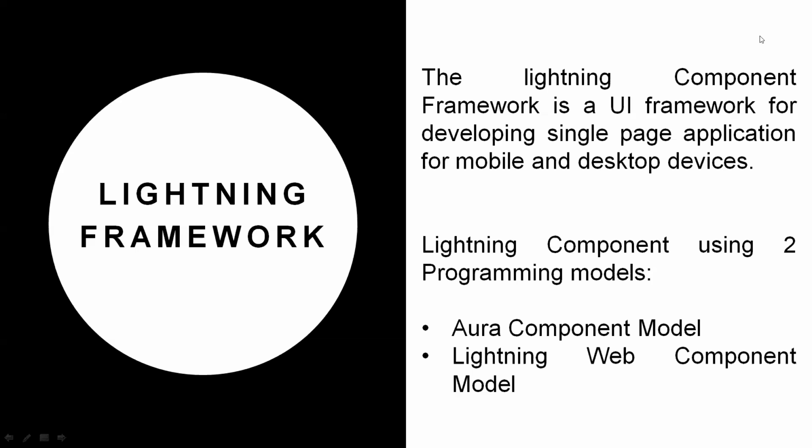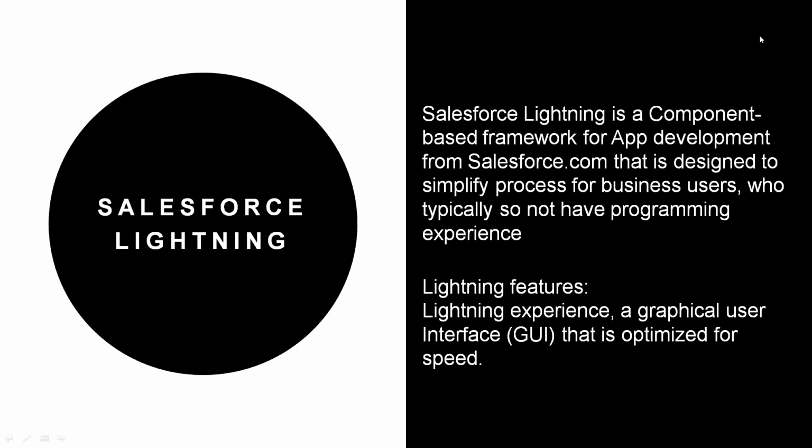Lightning components use two programming models. One is Aura, the older version. Now LWC is the latest version. There are two different programming models in Lightning components: Aura and LWC.